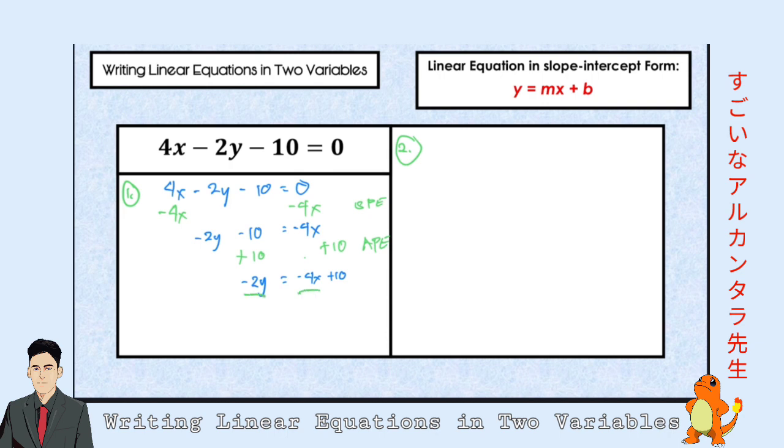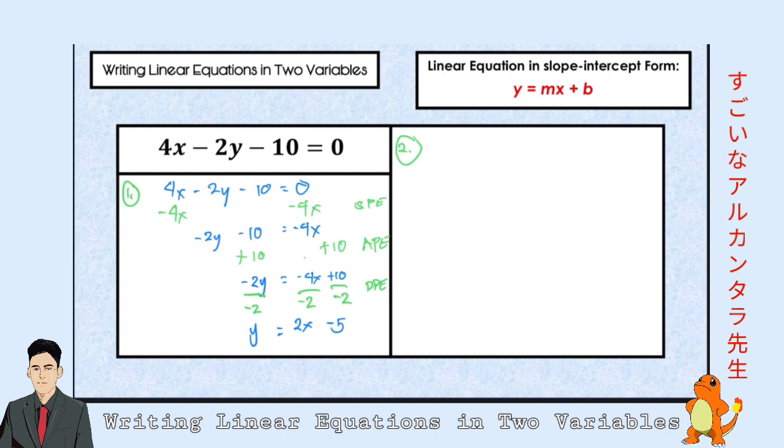Divide both sides by whatever number is next to y. Again, do not make it complicated. What's next to y here is negative 2. So divide both by negative 2. This is the division property of equality. Doing so, you'll have y is equal to negative 4x divided by negative 2, which is positive 2x. Then 10 divided by negative 2 will give you negative 5. So that is your answer.